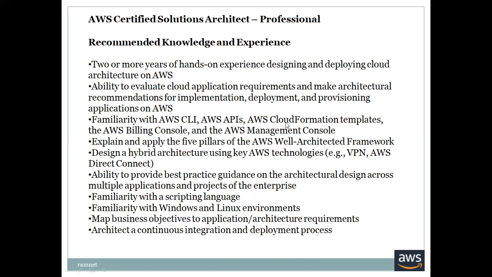Familiarity with AWS CLI, AWS APIs, AWS CloudFormation templates, the AWS Billing Console and the AWS Management Console. Explain and apply the 5 pillars of the AWS Well-Architected Framework. Design a hybrid architecture using key AWS technologies, that is VPN, AWS Direct Connect and other things. Ability to provide best practice guidance on architectural design across multiple applications and projects of the enterprise. Familiarity with a scripting language, definitely it is required. Familiarity with Windows and Linux environments, not only Windows. Map business objectives to application and architecture requirements. Architect a continuous integration and deployment process. These are all the skills looked for before going for professional level certifications at the solutions architect level. Okay, if you are clear, we can go and see the examination information.